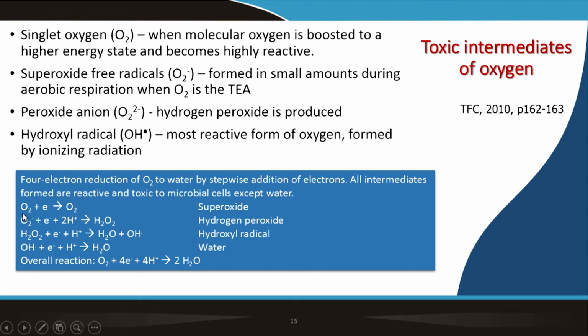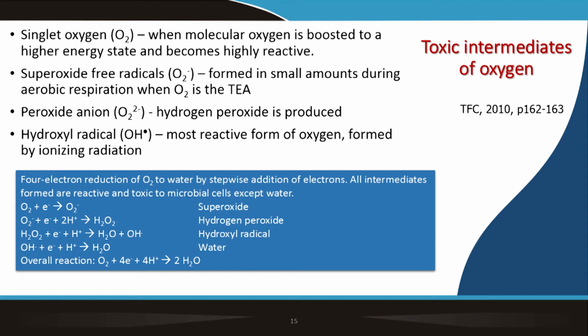So if we look at the first reaction, molecular oxygen plus an electron will result in O2 minus. This is called superoxide. This superoxide plus one electron and two protons will result in hydrogen peroxide. Hydrogen peroxide plus an electron and a proton will result in hydroxyl radical and H2O, and this hydroxyl radical plus an electron and a proton will result in water. So overall, when you have oxygen as your terminal electron acceptor, there are several steps in the process. All of the intermediate compounds that are produced are toxic to microbial cells.